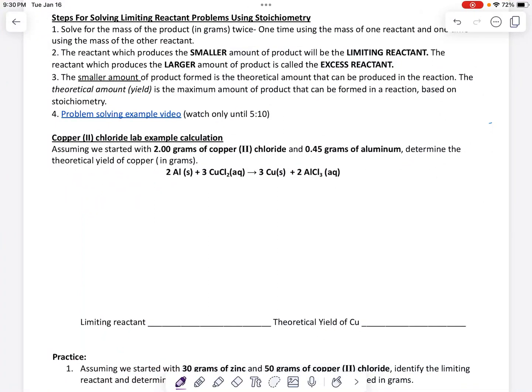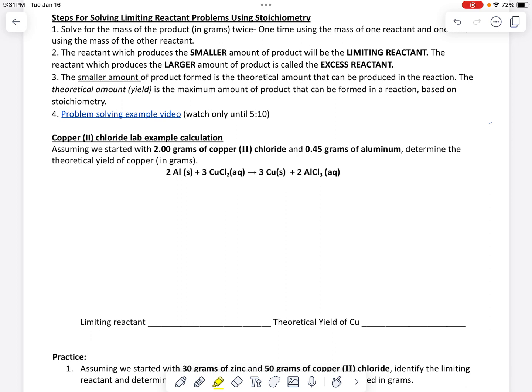All right, today I'm going to walk you through an example for a limiting reactant stoichiometry problem. And this one actually involves the lab that we did where we reacted aluminum foil into a solution of copper chloride. And we wondered how much product would we actually make given our different amounts of starting material. So just something to note about these limiting reactant problems.